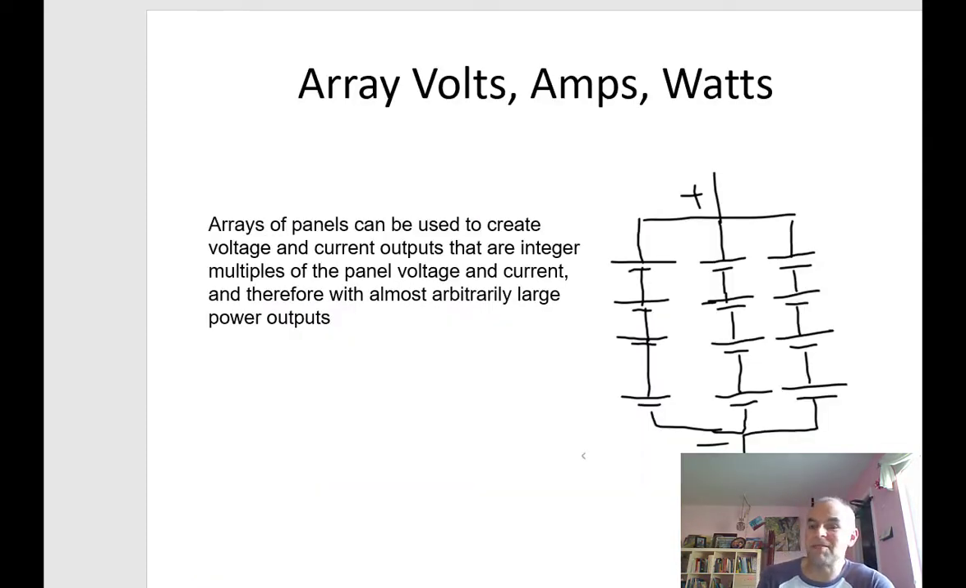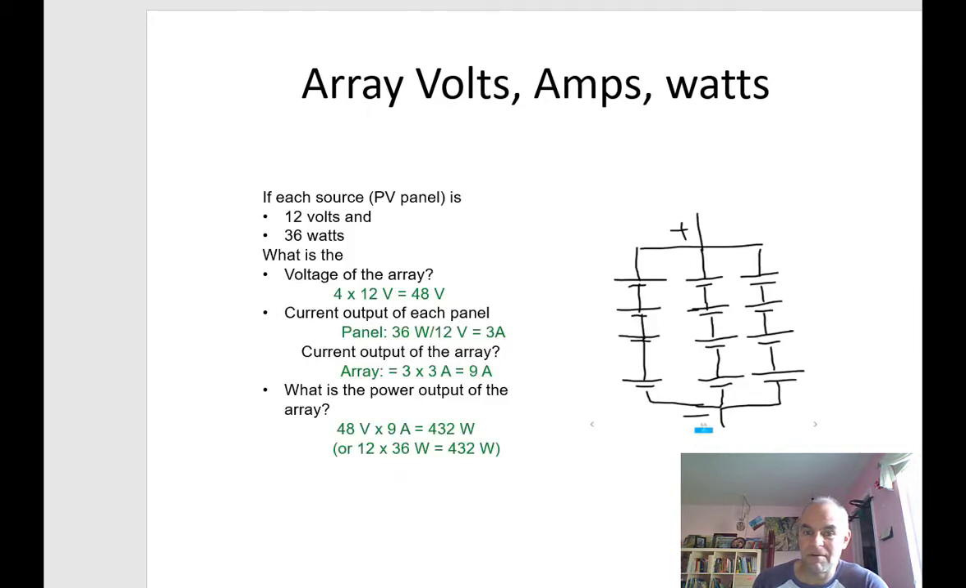And you can build up as many as you want in series and parallel, to get large currents and voltages, and therefore the capacity to power devices that demand a lot of power. And so in this example here, if each of the 12-volt panels is 12 volts and 36 watts, the question is, what would be the voltage of the array? Well, this is 12 volts, 12 volts, 12 volts, 12 volts, and you can say that for each of these branches. If you add up all of those together, you'll get 48 volts.